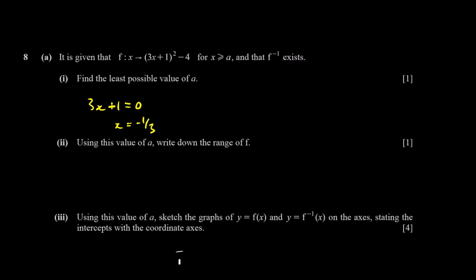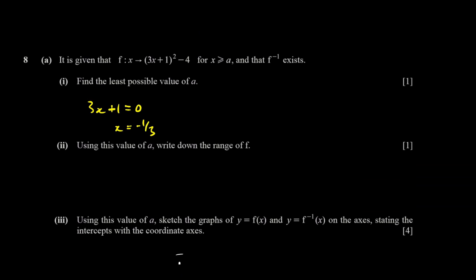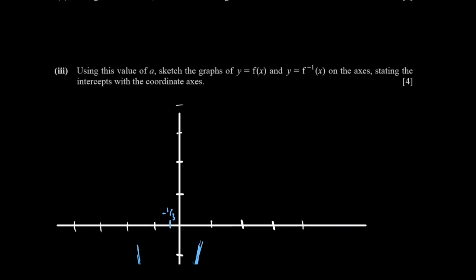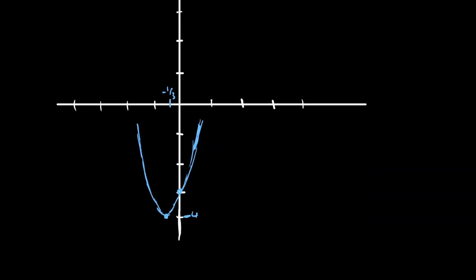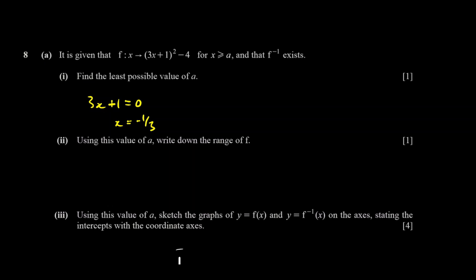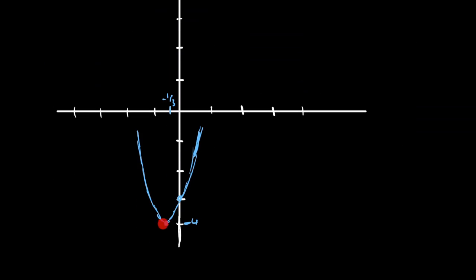Now, the point is this. We want to find the least possible value of a. So we want to find this domain such that f inverse exists. Well, what I said earlier is that in order for this mapping to be invertible, we need it to be 1-to-1. So if it's going to be 1-to-1, we've got to cut it in such a way that we've got either the right-hand side or the left-hand side. And in this particular question, we're going to be taking values that are greater than or equal to a. So that basically means we're taking the right-hand side of this graph.